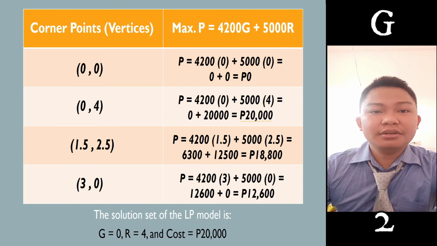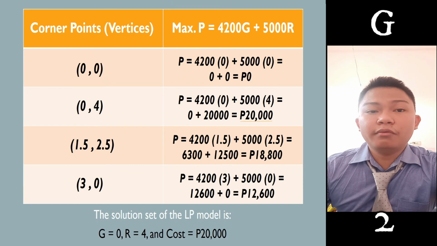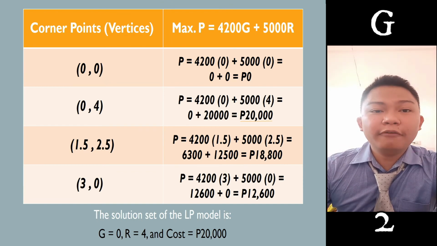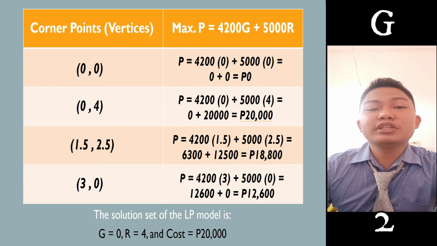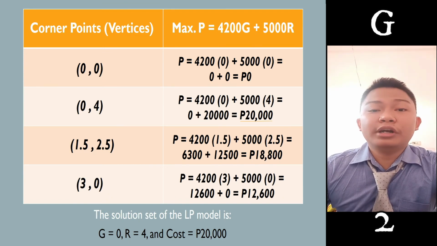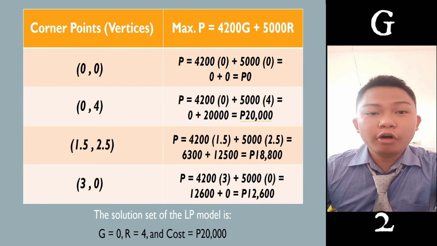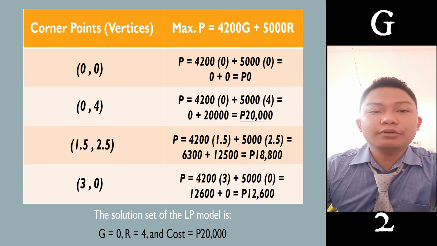For (0, 0), P equals 4,200 times 0 plus 5,000 times 0, which equals 0 profit because everything was multiplied by 0. For (0, 4), P equals 4,200 times 0 plus 5,000 times 4. The 4,200 multiplied by 0 becomes 0, and the 5,000 multiplied by 4 becomes 20,000. So our profit here is 20,000.